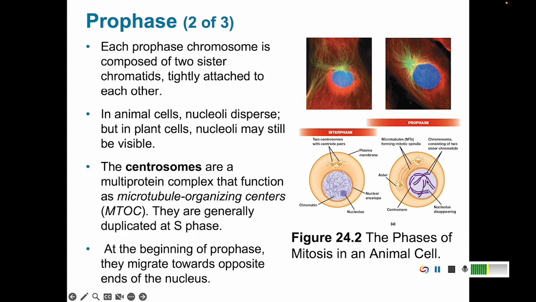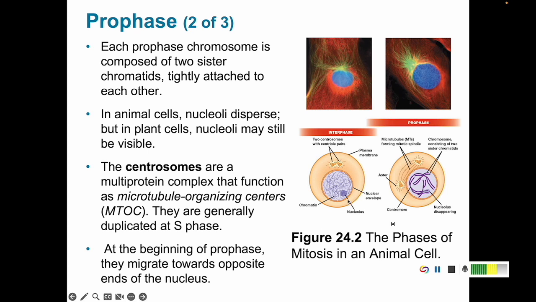In prophase, each chromosome is going to be made of 2 sister chromatids. So here is 1 chromosome, 2 sister chromatids. Here is 1 chromosome, 2 sister chromatids. Here's a chromosome, so 2 chromatids, 2 sister chromatids. And they're tightly attached to each other. You can see this. Each of these are tightly condensed, tightly attached.